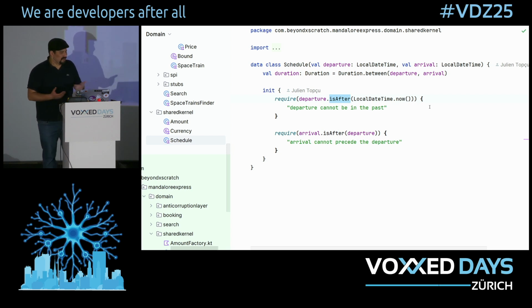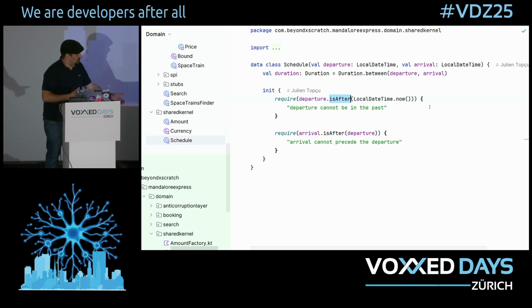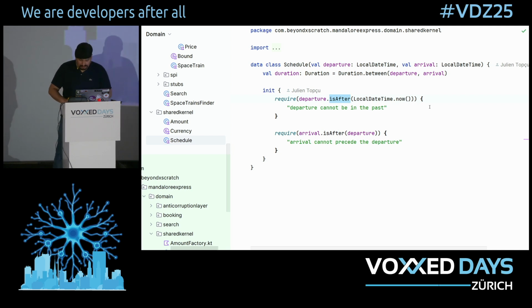Because when you're about to book, you don't want to book a train in the past. So departure should be in the future. But once this booking is finalized, it's okay to have departure in the past because it means that this is a past booking. So what you mean is that in the case of the booking, this invariant still exists, but it depends mostly on the state of the booking. So we should move it to the booking instead.